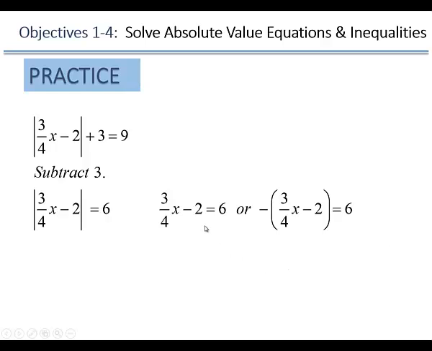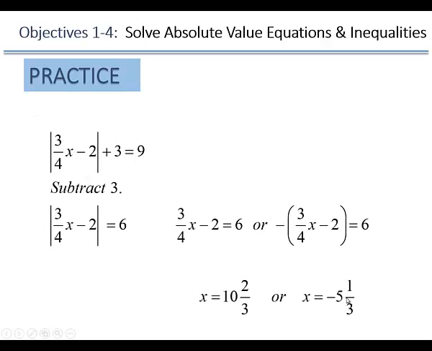Now solving each one of those is really just a matter of solving each linear equation, and I'm confident that you could all do that. And if you do that, you should find that your 2 solutions are 10 2/3, that's the solution to the left scenario, and negative 5 1/3 is the solution to the right scenario. So that's an equation, so we're not going to have a whole region of solutions. We're just going to have 2 distinct numbers that both satisfy. And there it is. So there's one case, an equation that involves one absolute value sign.